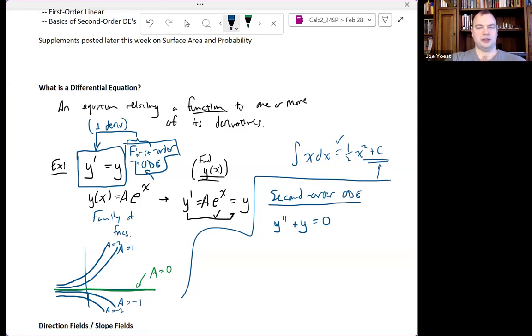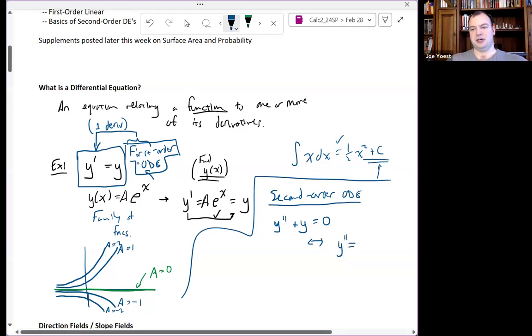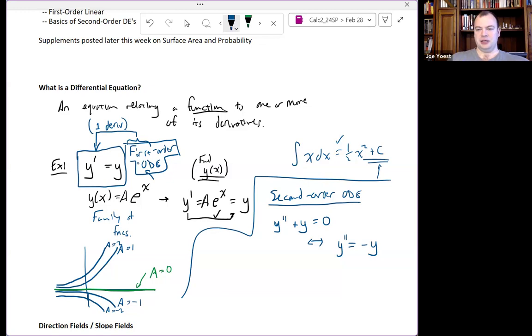These differential equations work like any other algebraic equation. We can move stuff from one side to the other. We could subtract y from both sides, and in other words, what I'm asking for is a function whose second derivative is negative itself. So y double prime equals negative y. Can I think of a function whose second derivative is negative of itself?